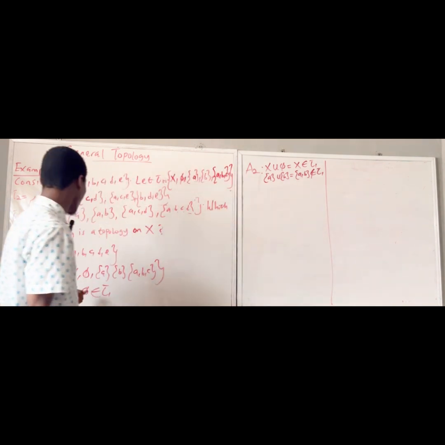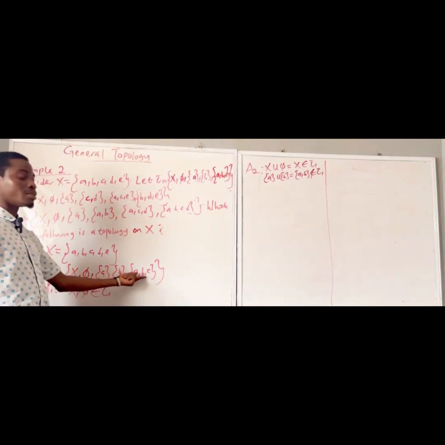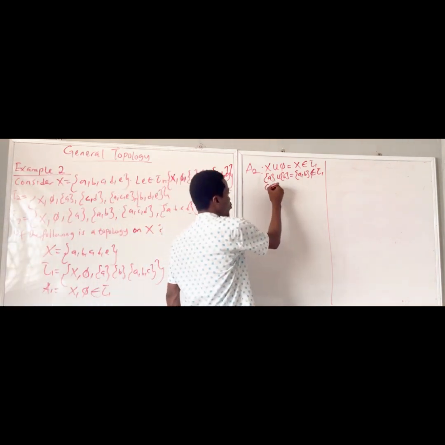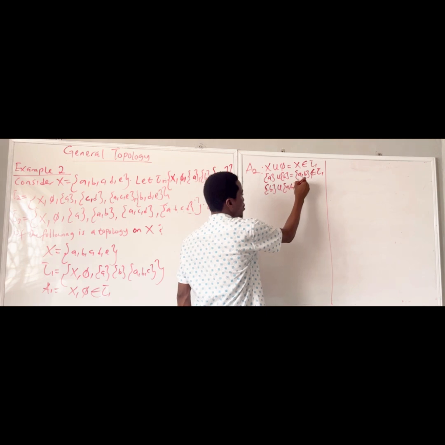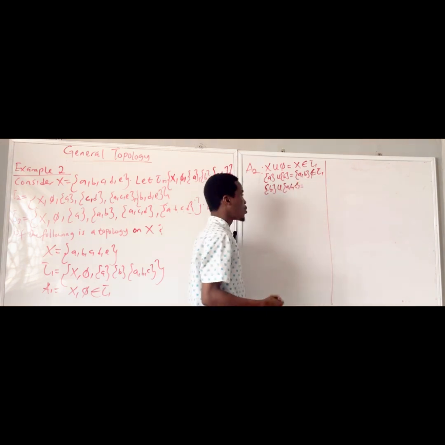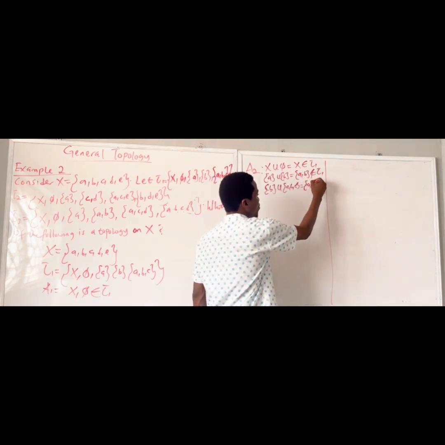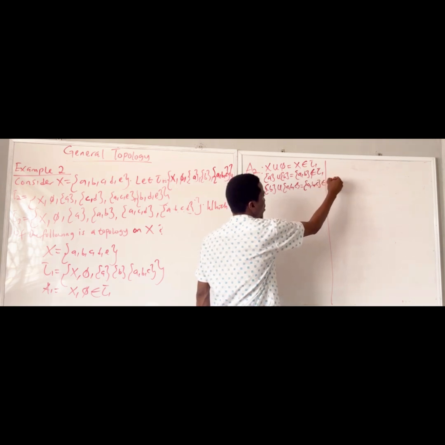So we have to consider the next, {B} and {A, B, C}. We have to consider the element {B}, then union {A, B, C}. The union of these sets, we are going to have {A, B, C}. {A, B, C} is a member of Tor 1.